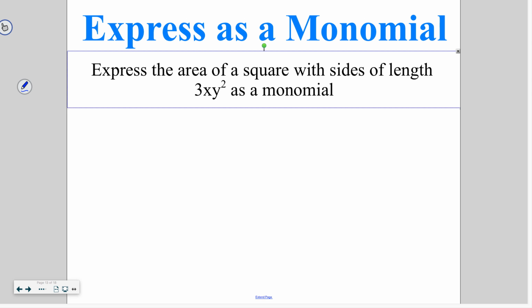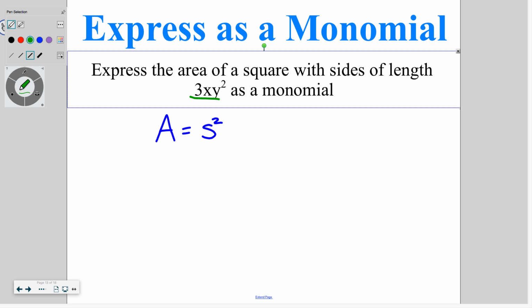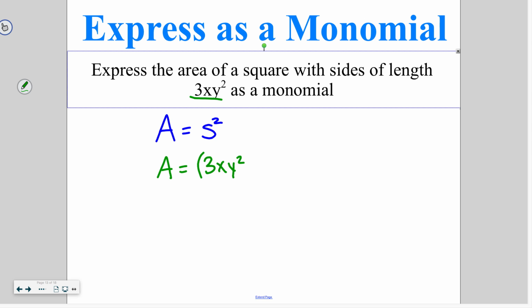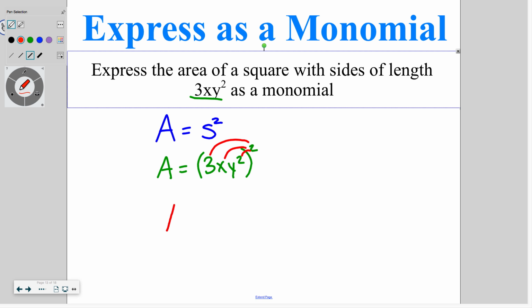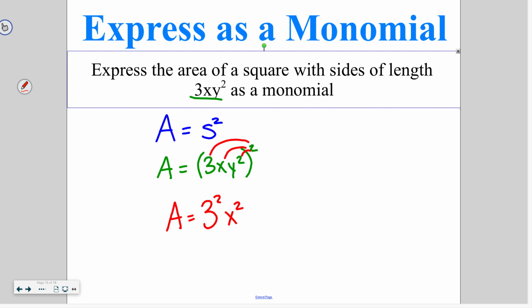So if you remember the area formula for a square, area is equal to our side squared. Well, we know that our side is 3xy squared, so I've got my area is equal to (3xy squared) squared. So I'm going to use that distributive property of exponents, and I'm going to bring that into each term. So now I've got my area is equal to 3 squared, x squared, and y to the 4th.